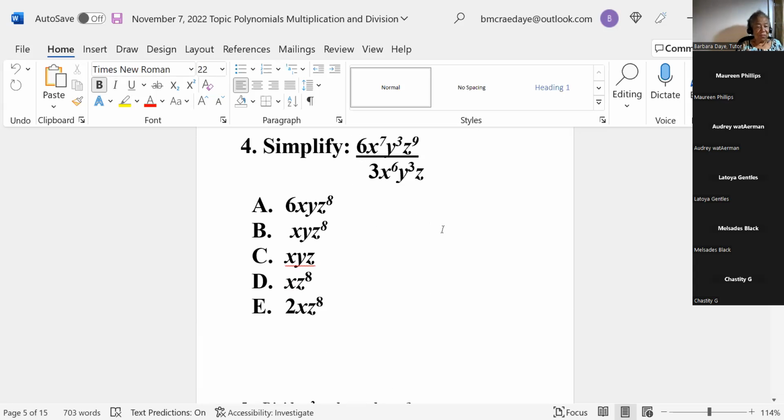What's 6 divided by 3? It's 2. Actually, this one was made so simple for you. A, B, C, D, E, which has a coefficient of 2? E. Who said A? Miss Barbara, that's what I gave you. What I gave you is 2.